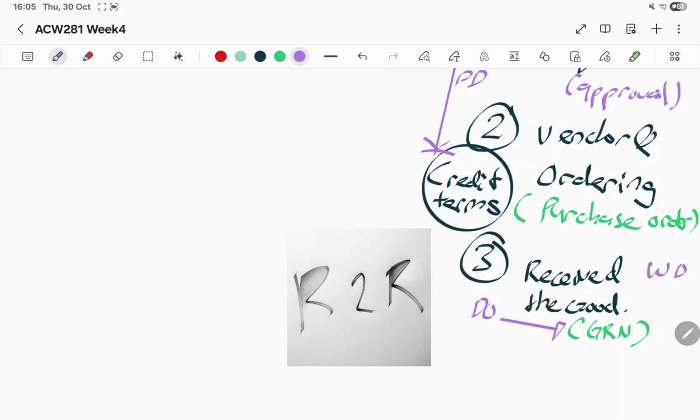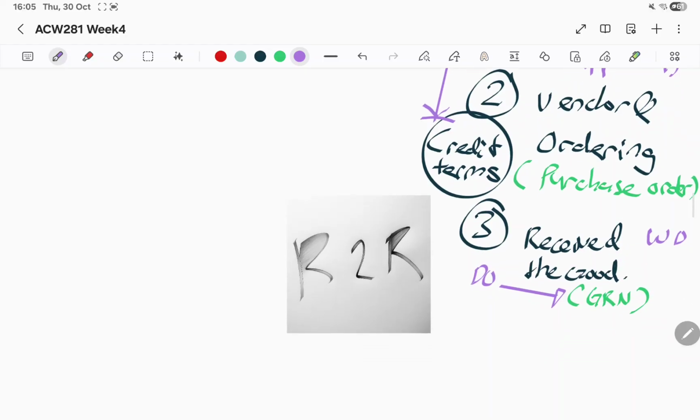That's why there are multiple documents generated, and each of these different departments will generate these different documents, so that later on you will do the matching. All right, the control to ensure that you actually pay the right person and the right amount. But we look at that later on.